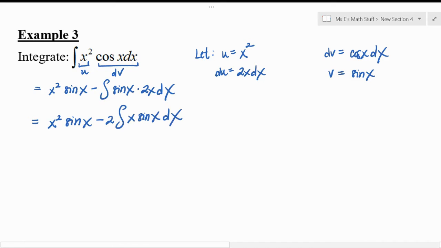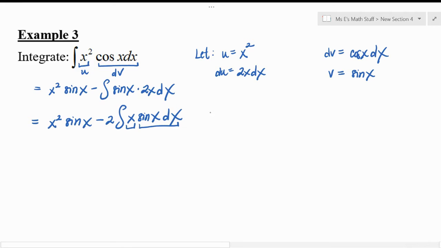Like so. Okay. Now notice that the remaining integral that we'd have to figure out still has a product of two functions of x inside. It has x and it has sine x dx. And so this is an example where more than one round of integration by parts would be necessary.